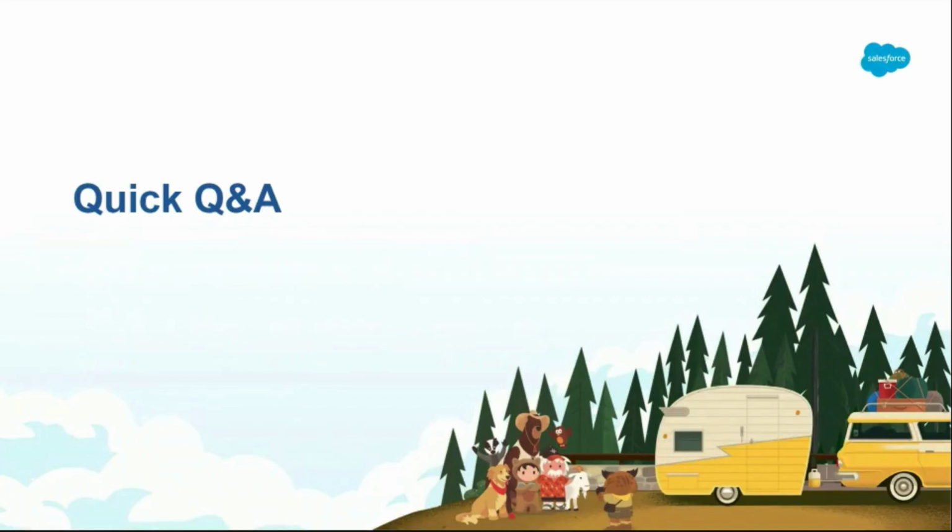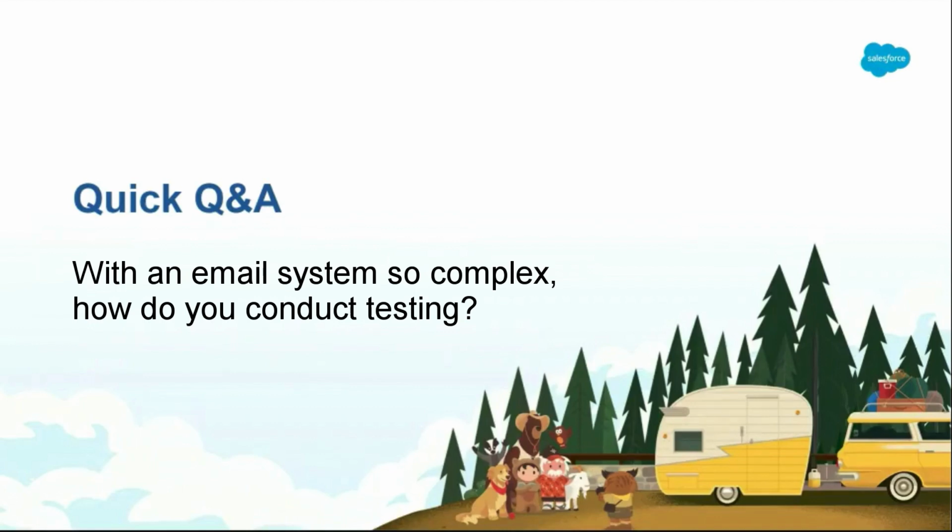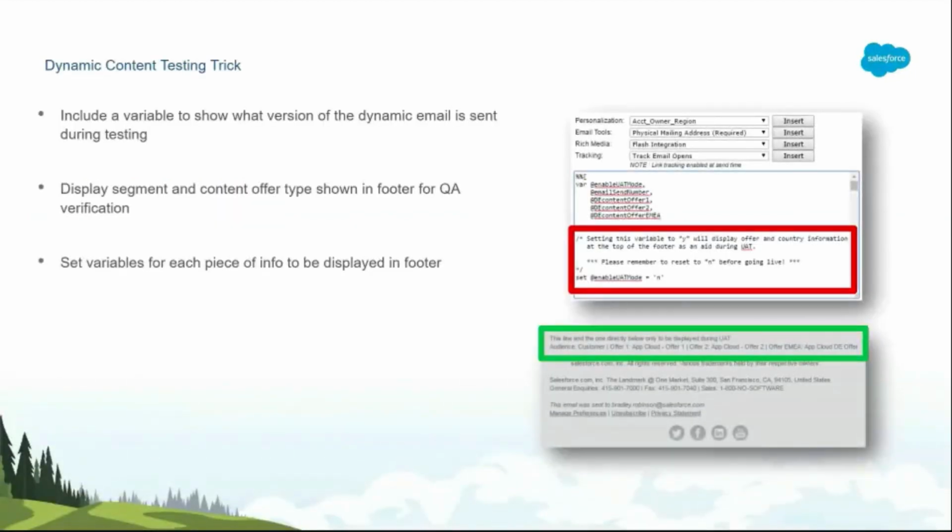Okay, second question. With an email system so complex, how do you conduct your testing? I know that that is super top of mind for marketers today. So here's a trick that we do when you're testing dynamic content. If you paste a bunch of variables at the top of your email, it will actually print the persona that you were targeting, what offer 1 was supposed to be and what offer 2 was supposed to be. And we're showing it here on screen. You can see in green, this email was targeted to a customer. Offer 1 was supposed to be App Cloud. Offer 2 was supposed to be App Cloud. But because the engine is running in the background, you never know. So this is a way to visualize what's going on in the engine during your QA testing.